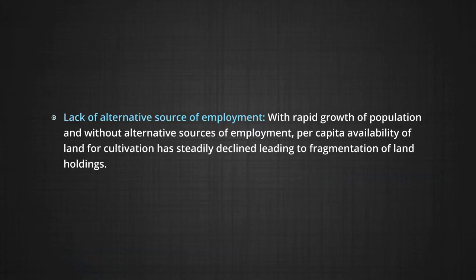Fourth is lack of alternative sources of employment. A large section of the rural poor are small farmers. The land they have is less fertile and is dependent on monsoons. So, their survival depends on subsistence crops and sometimes on livestock. With rapid growth of population and without an alternative source of employment, per capita availability of land for cultivation has steadily declined, leading to fragmentation of land holdings.